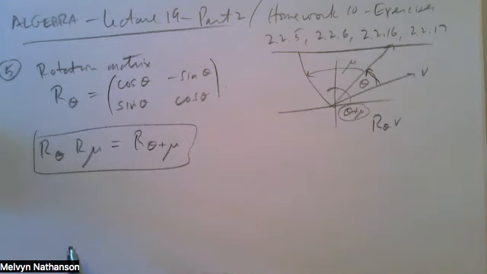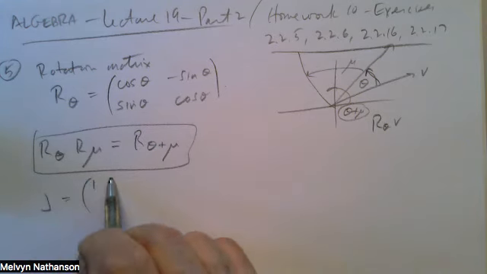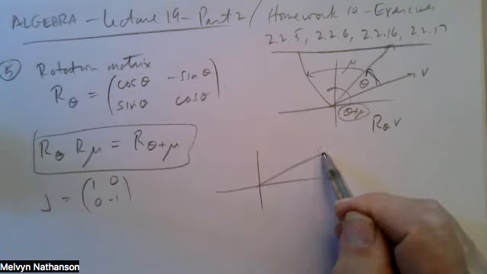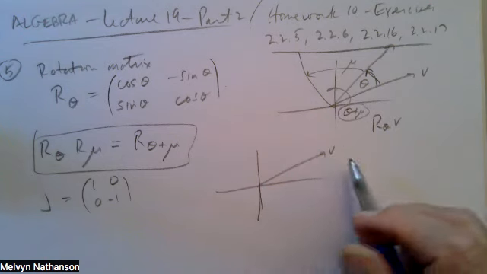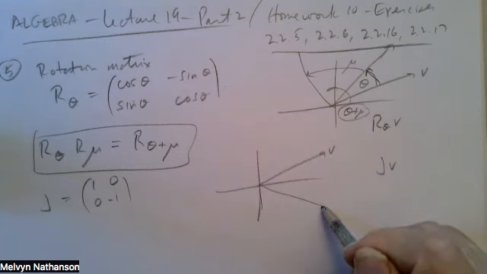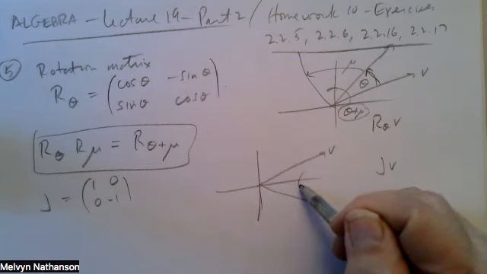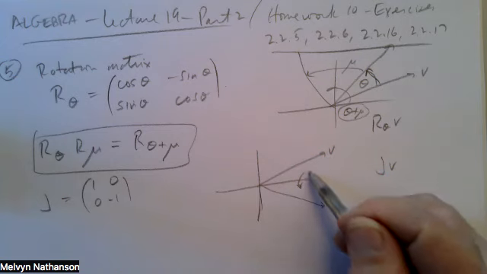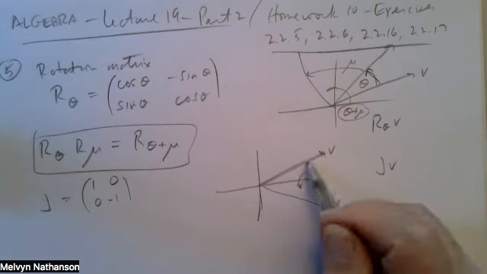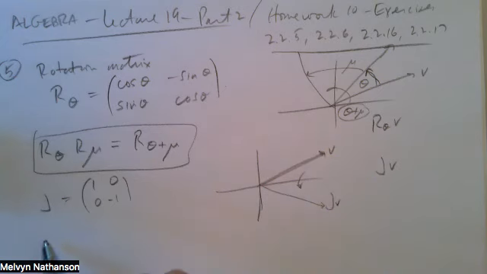We had 4 other matrices that we considered. The matrix J, which is 1, 0, 0, minus 1, has the property that if you take the vector v and you apply J to v, you get the vector by reflecting your vector through the x-axis. So this is Jv. I take the vector, reflect through the x-axis. So this is reflection through the x-axis.